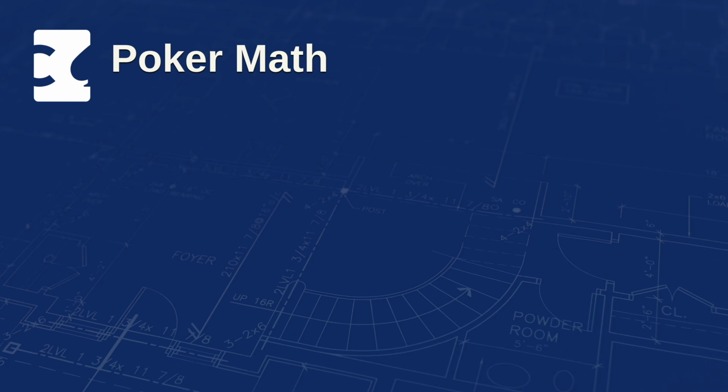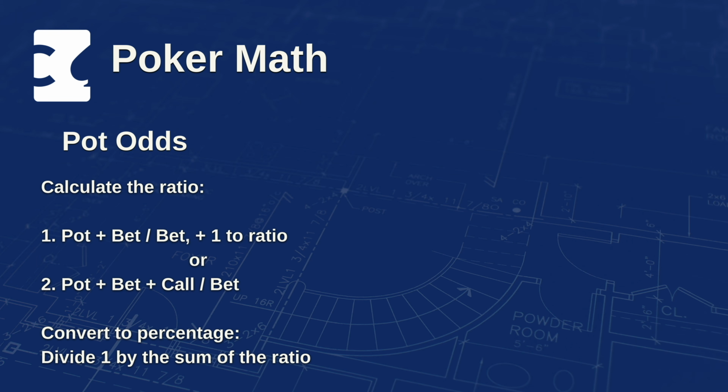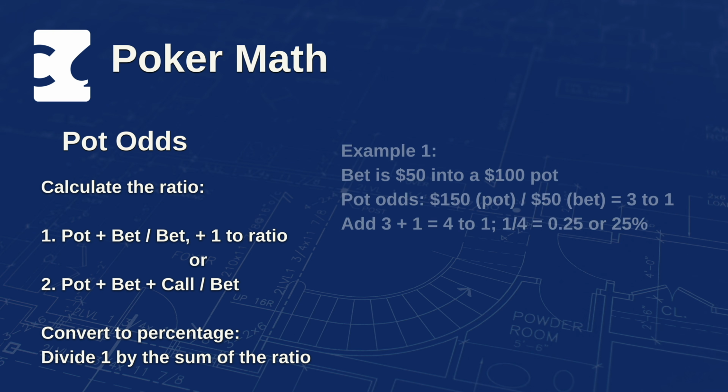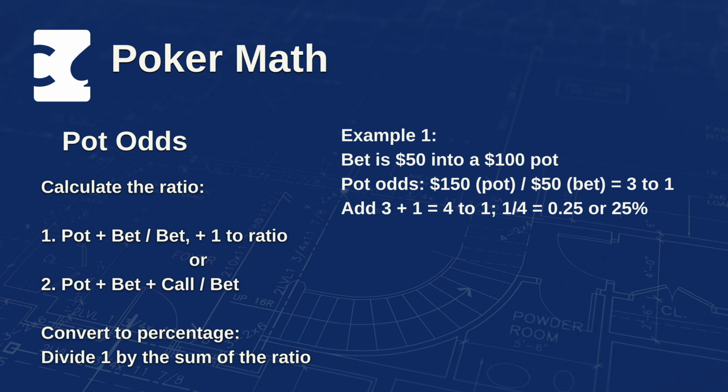Lesson 4, Poker Math. Starting with pot odds. There are 2 ways to calculate pot odds. The first way is you take pot size divided by bet size to get something like 3-1. You add 3 plus 1 to get to a percentage, which would equal 0.25 or 25%. Example, if the bet is 50 into 100, the pot is 150 over 50, which reduces to 3-1. Add 1 to get to 4-1, or 0.25, or 25%.